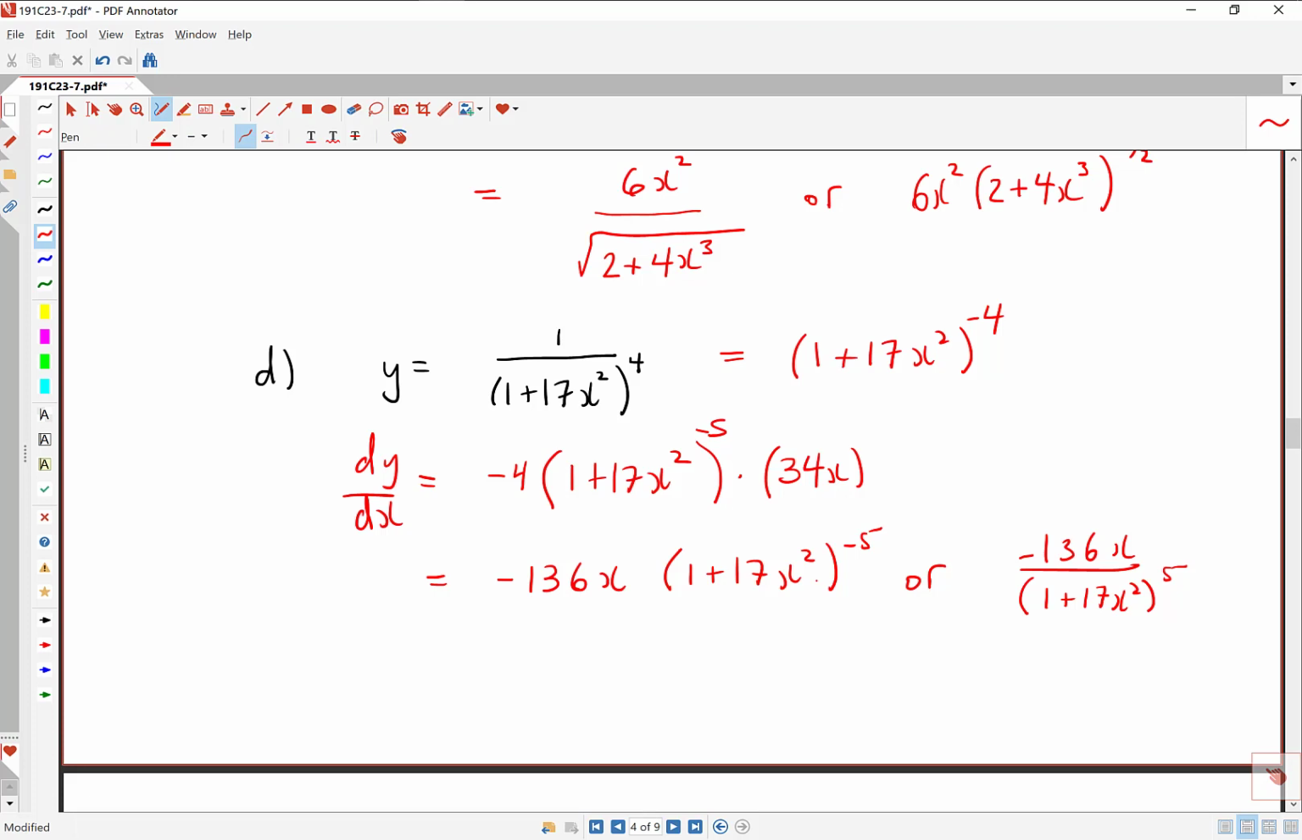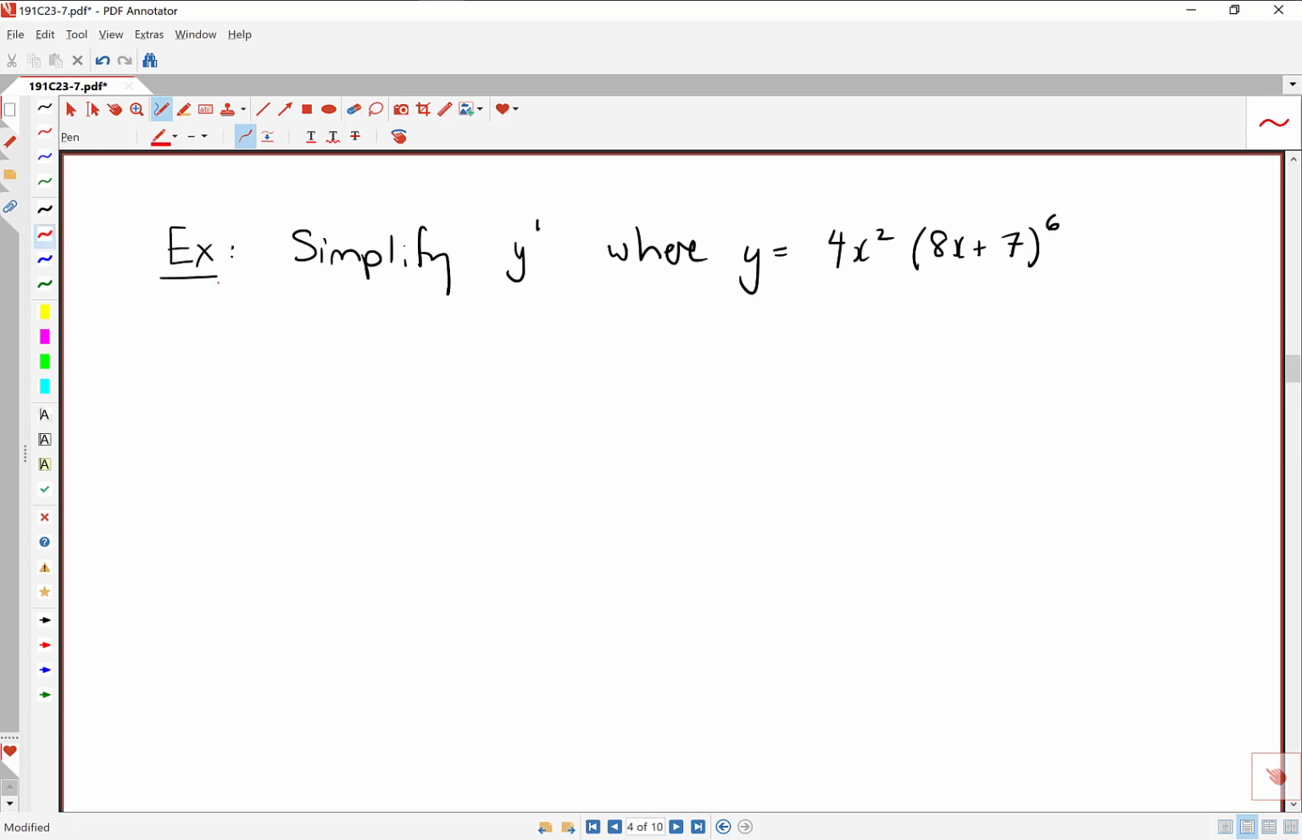So that's our first worked out example of using the chain rule. We're going to do quite a few more examples just to really get comfortable with all the varieties of the problem that can come up. So we are going to simplify y prime, where y equals 4x squared times (8x plus 7) raised to the 6th power. Some of our upcoming examples are going to be multi-concept examples, so that's just something to watch out for.